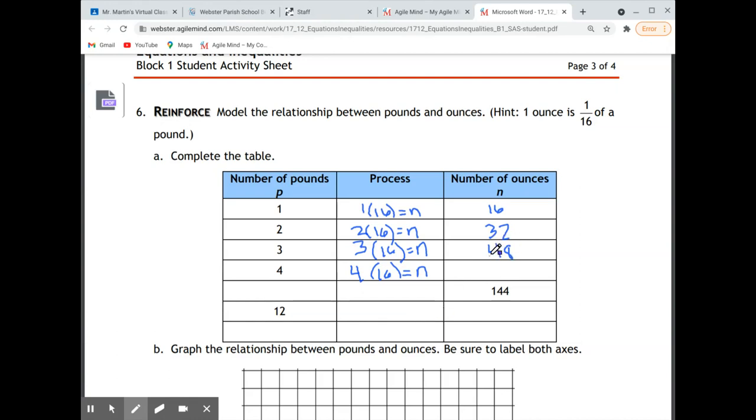So what's 16 plus 48? 64. Yes. All right. So how would we figure out this one since we know the number of ounces, but we don't know the number of pounds? 144 divided by 16. Good.